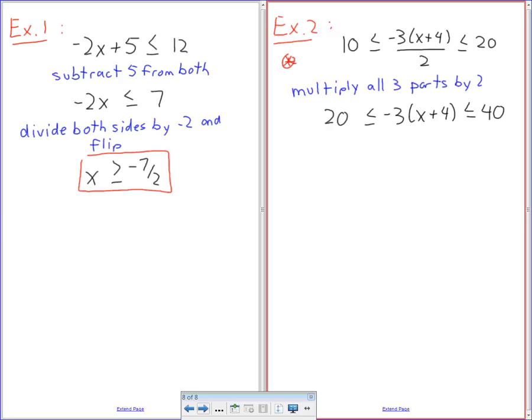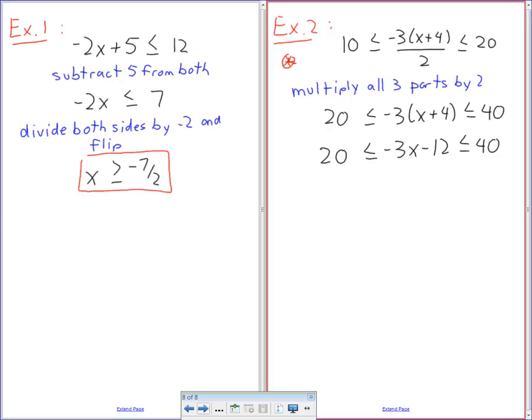Sounds good to me. Okay, so I'm going to call that 20 is less than or equal to -3x minus 12 less than or equal to 40. Now again, you don't have to do that to all 3 sides, because you're not doing a left side, right side thing. All right, Noah, what else would you do if it was -3x minus 12 equals 40?